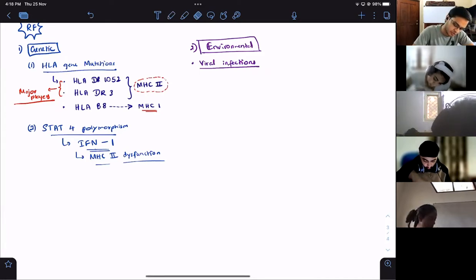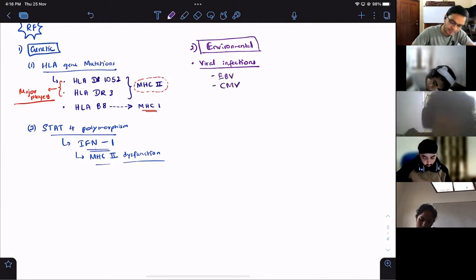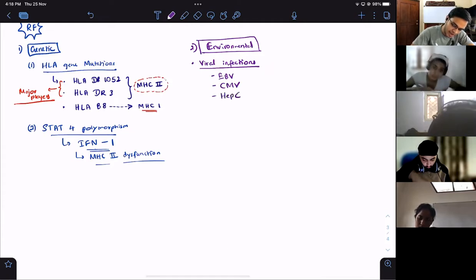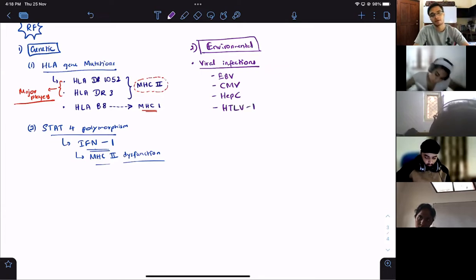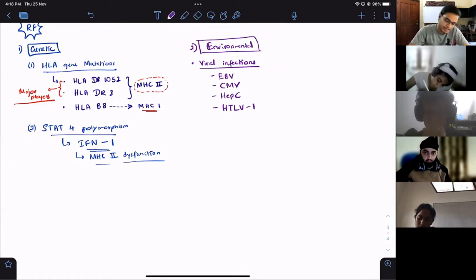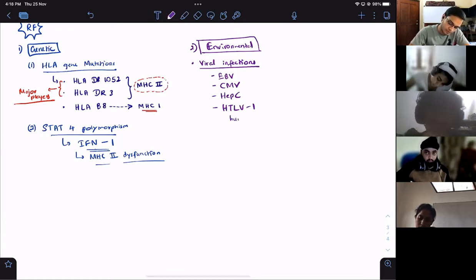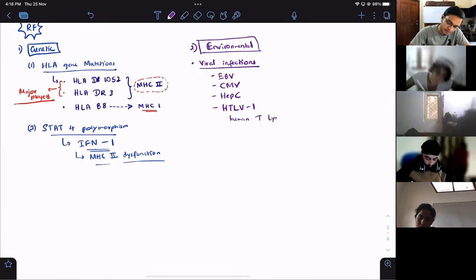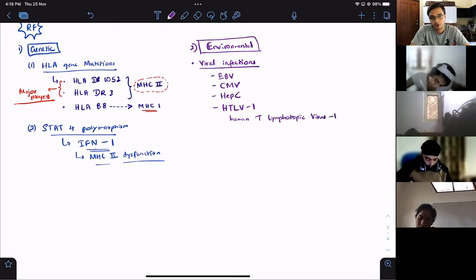But for now, just know, it can be Epstein-Barr virus, cytomegalovirus, the same things that we talked about. Hepatitis C virus can play a role. And there is another one, guys. Have you all heard this one? HTLV1. Human T lymphotrophic virus type 1.